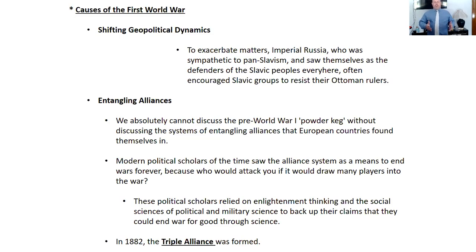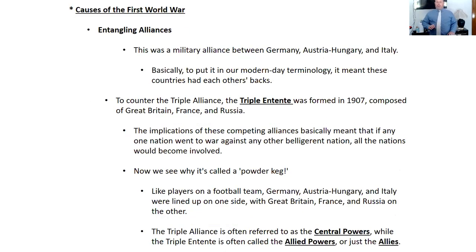In 1882, the Triple Alliance was formed. And this was a military alliance between Germany, Austria-Hungary, and Italy. Basically, to put it in our modern day terminology, it meant these countries had each other's backs. Now, to counter the Triple Alliance, the Triple Entente was formed in 1907, composed of Great Britain, France, and Russia. And the implications of these competing alliances basically meant that if any one nation went to war against another belligerent nation, all the nations would become involved.